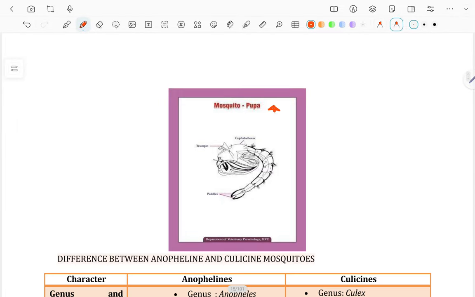Mosquito pupa: cephalothorax, trumpet, paddles.